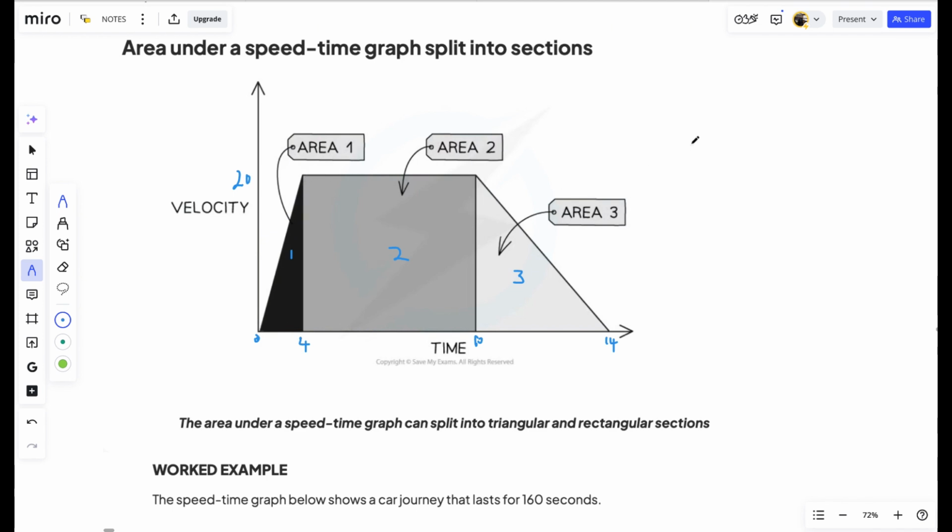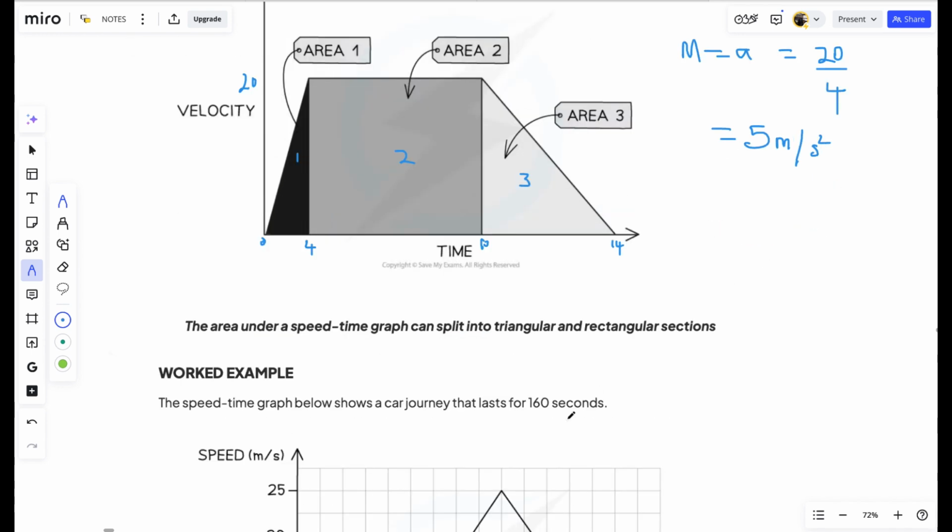Now the gradient is the acceleration. Gradient equals acceleration, which is equal to 20 minus 0, the vertical rise, so I just write 20, over the run, which is 4 minus 0, which is 4. So 20 divided by 4, we get 5 meters per second square. You must remember the unit of acceleration, 5 meters per second square. Okay, let's move on quickly.